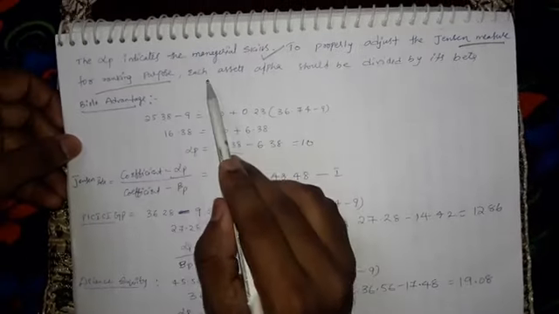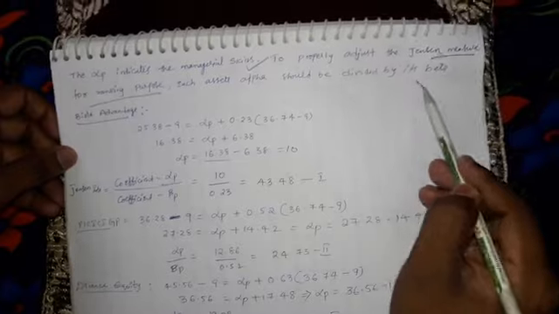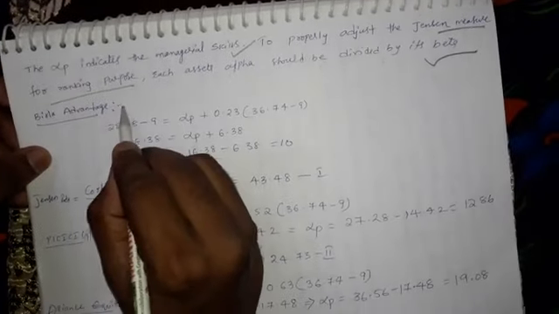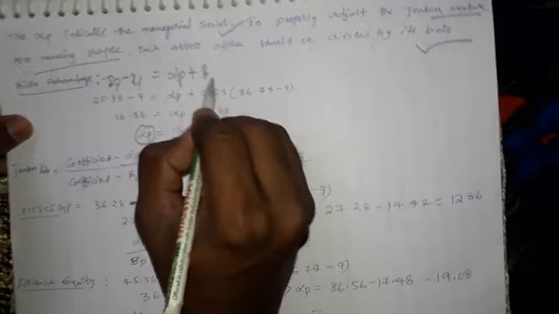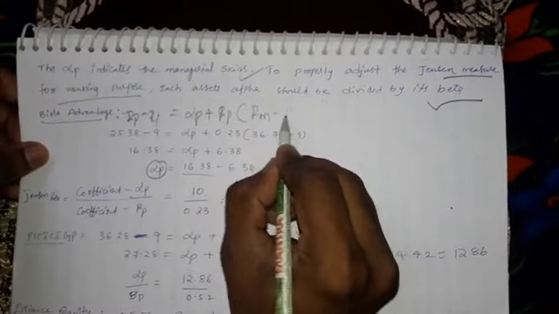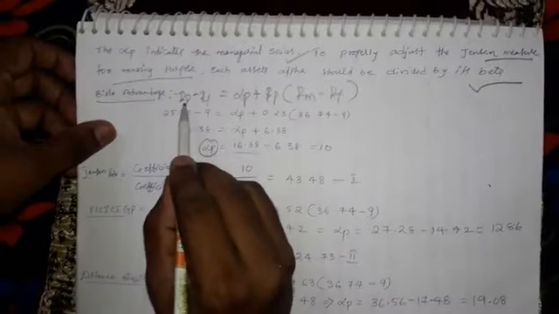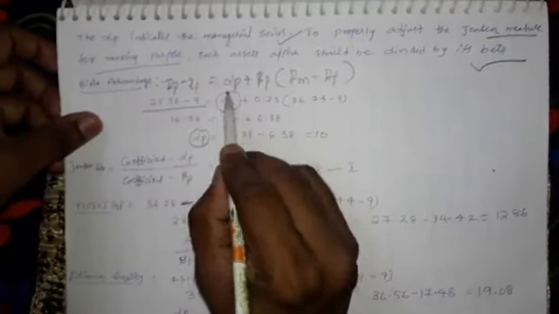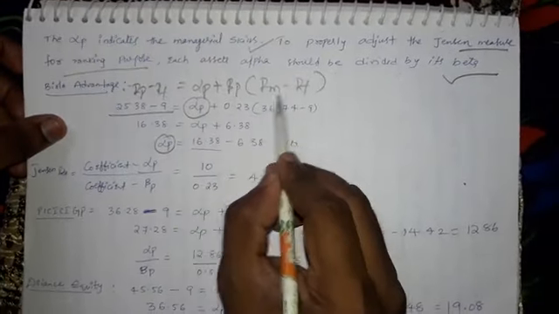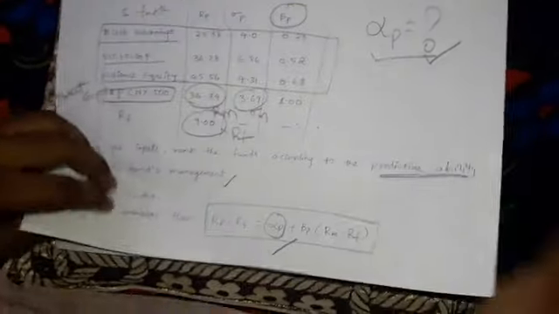To properly adjust the Jensen's measure for ranking purposes, each asset's alpha should be divided by its beta. First Birla Advantage. Here the alpha value is unknown, so first determine the value of alpha. Rp minus Rf equals alpha p plus beta p into Rm minus Rf. As you know the value of Rp minus Rf, these are the values 25.38 minus 9. So alpha p is unknown, beta p is 0.23, Rm is 36.74 and Rf is 9. We'll check it in the tabulated values.